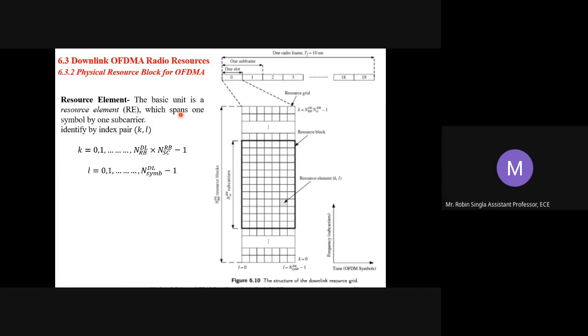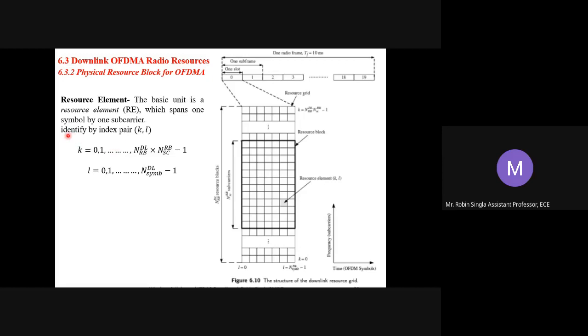Now you understand what a resource element is. It is the basic unit in a resource grid, which spans one symbol by one subcarrier. One resource element, what will it represent? One symbol by one subcarrier. On the horizontal axis one symbol, and on the vertical axis one subcarrier. So this one block represents one symbol by one subcarrier.